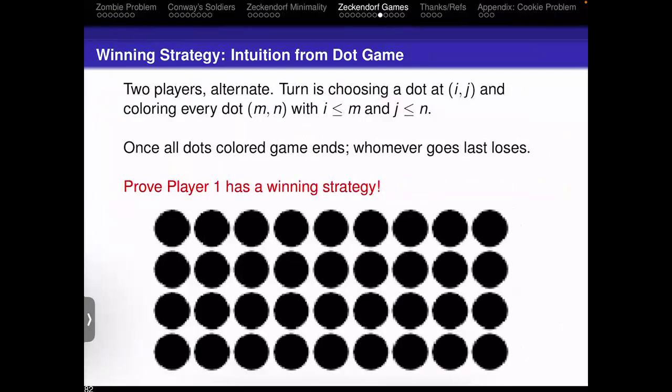Did we analyze the dot game before? All right, this is my favorite non-constructive game. So 2 players alternate. Whoever goes last loses. And on your turn, you choose a dot and you eat everything from that dot above and to the right. And so I'm going to prove to you that player 1 has a winning strategy. If it was whoever eats last wins, where should player 1 go if whoever eats last wins?